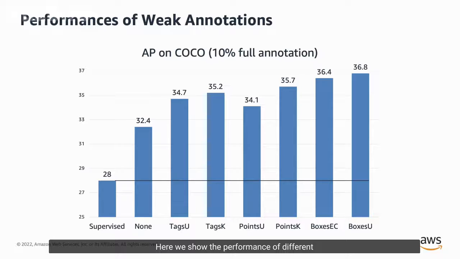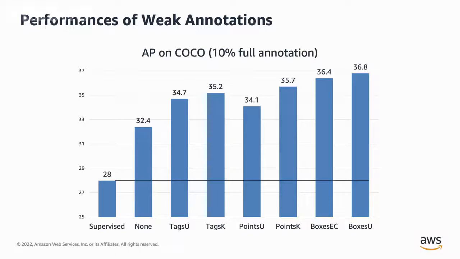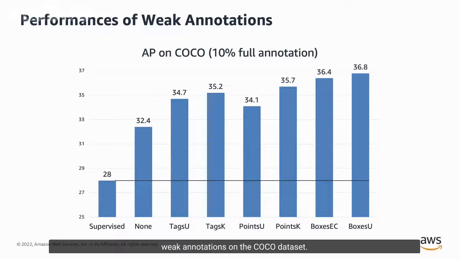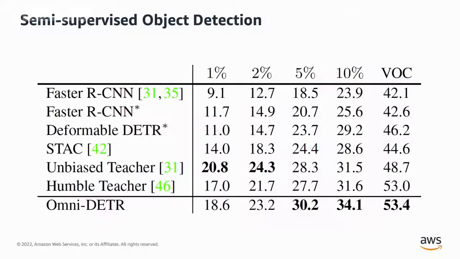Here we show the performance of different weak annotations on the Coco dataset. The supervised baseline is on 10% of Coco data. When using additional weak supervision, non-trivial improvements are achieved. This shows Omni-DETR can leverage different weak annotations very well.